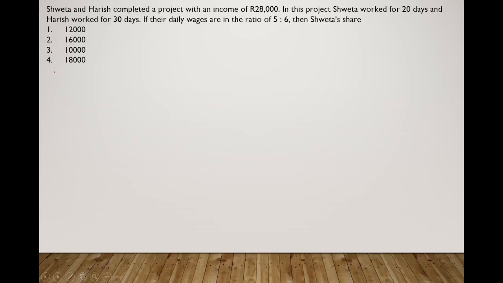Sweta and Haris completed a project with an income of 28,000. In this project, Sweta worked for 20 days and Haris worked for 30 days. If their daily wages are in the ratio of 5 to 6... I already shared some problems and concepts of partnership. So one question was left from the earlier class. So today I am solving this. So as all of you know, income equals work, how you work and what is your profit. So total income is 28,000.